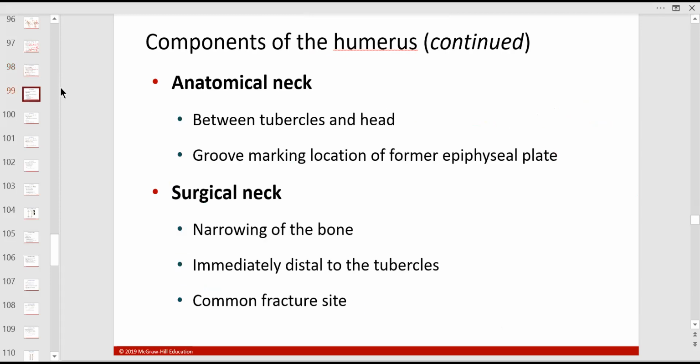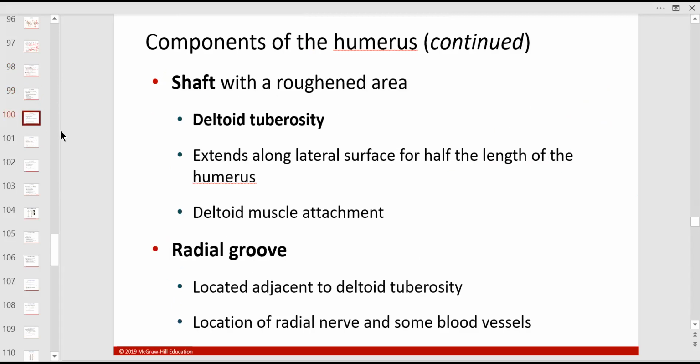So there's two necks. I don't make a big deal out of this. Anatomical neck versus surgical neck. There are two different spots. Anatomical neck has to do with where the growth plates were, the epiphyseal plate. So that separates the epiphysis, proximal epiphysis, from the diaphysis. The surgical neck, they call it that because this is a common site for a fracture. And I think there's a good picture coming up in this PowerPoint.